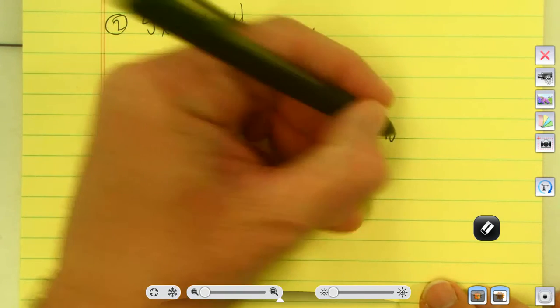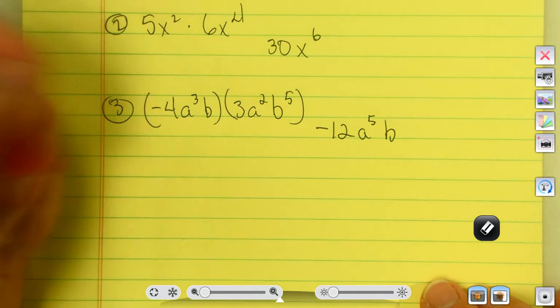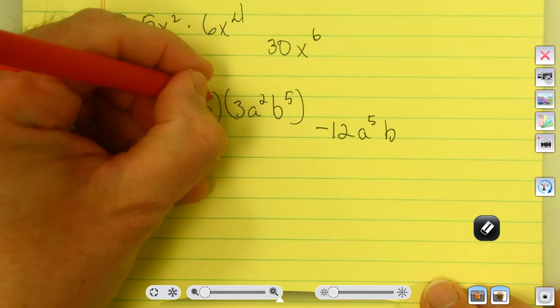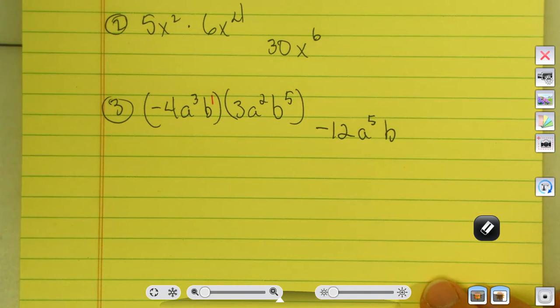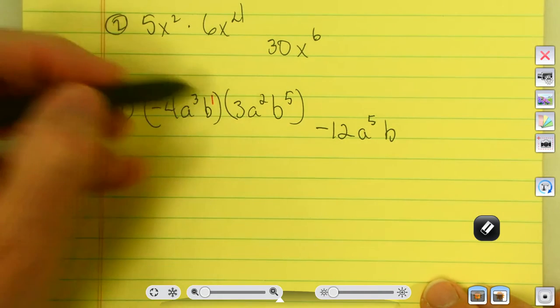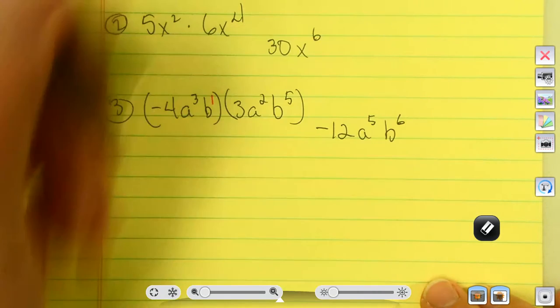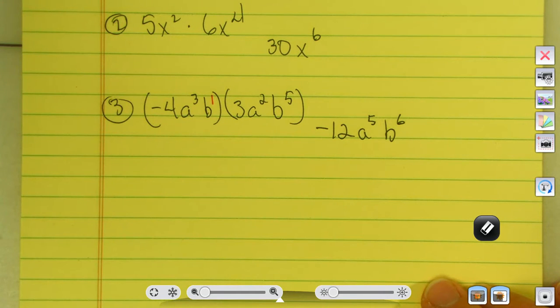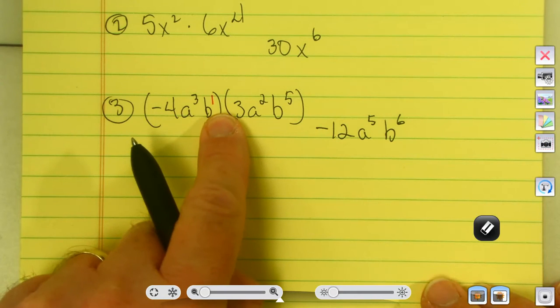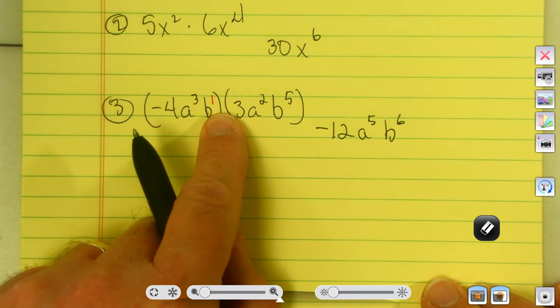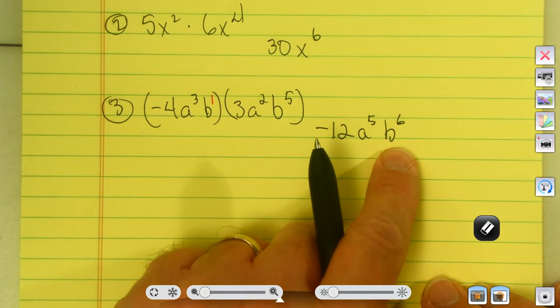Next variable is b, but I will remind you that b without an exponent is still b to the first power. So I have to say 5 plus 1 or 6. Second place folks will make mistakes is they'll forget to add that exponent of 1 because it wasn't written there. And they'll try to call this b to the 5th power.